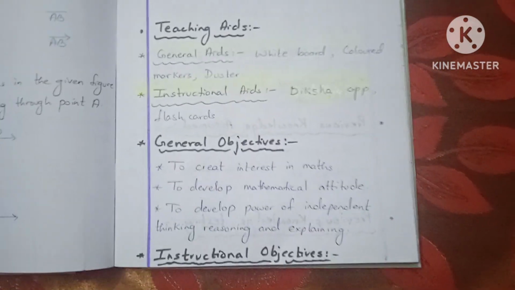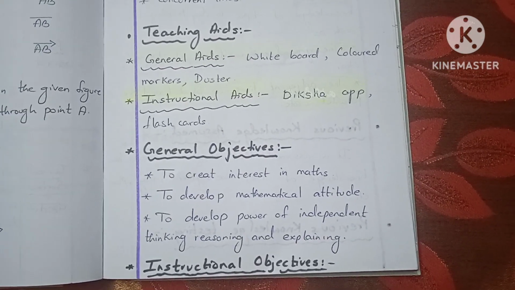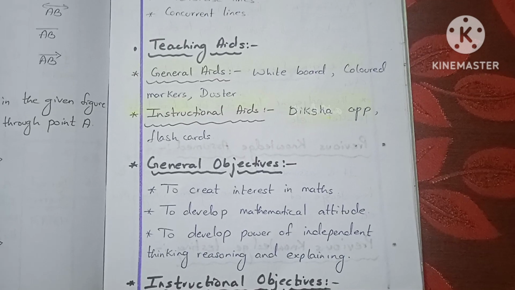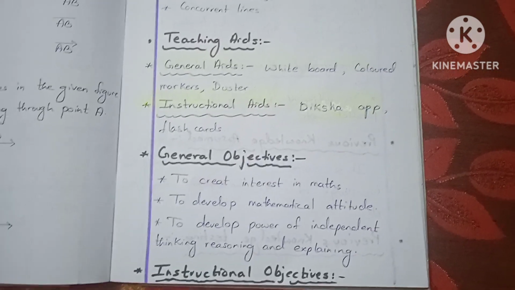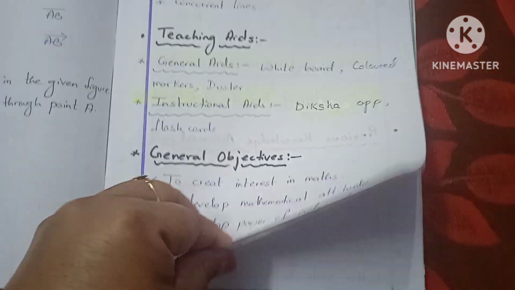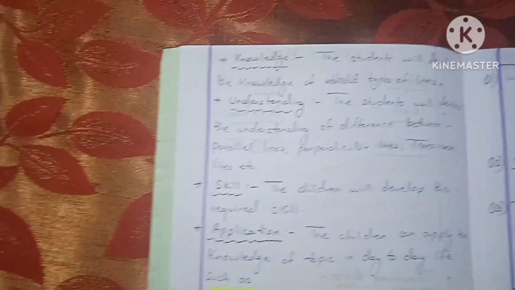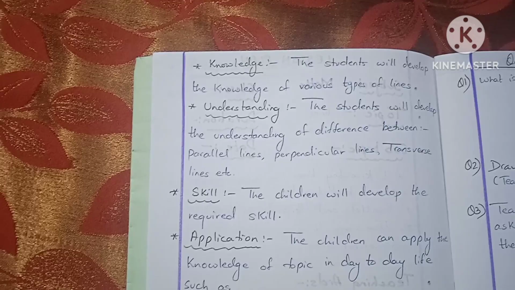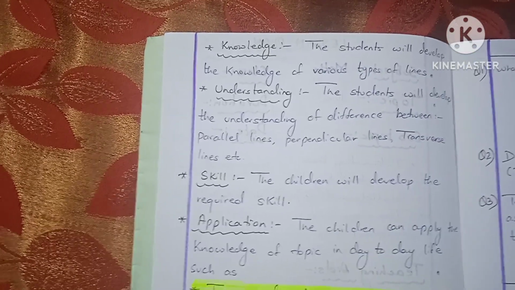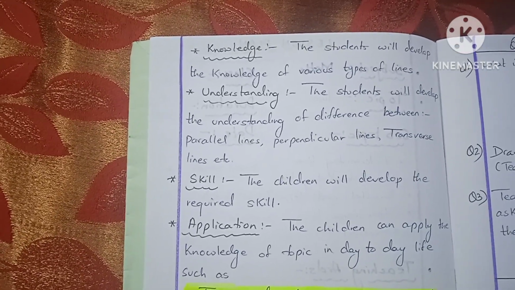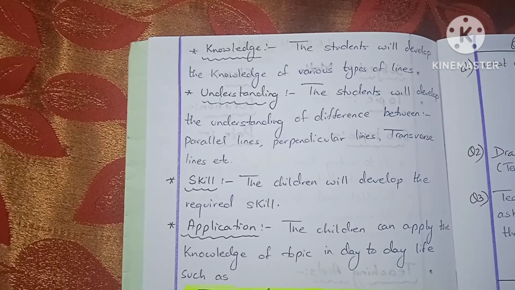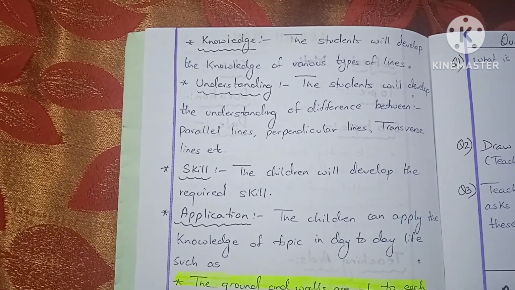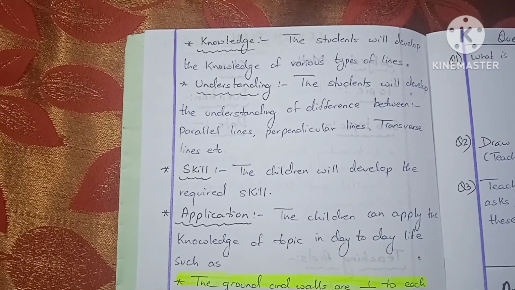The general objective is to create interest in maths, to develop mathematical attitude and power of independent thinking and reasoning. In instructional objectives, we have the following points. The student will develop the knowledge of various types of lines. They will develop the understanding of perpendicular, parallel lines and transverse lines, and children will develop the required skills.